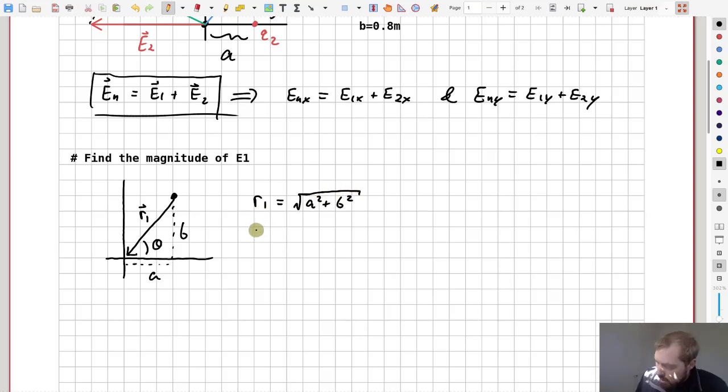And then E1 will be K magnitude. I don't care that Q1 is negative. Magnitudes can never be negative. They are positive, definite things. So Q1 over R1 squared.